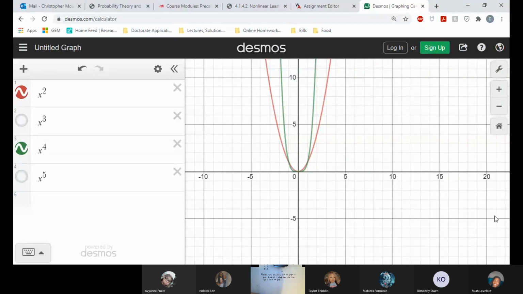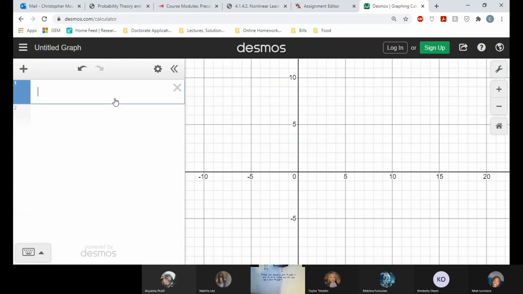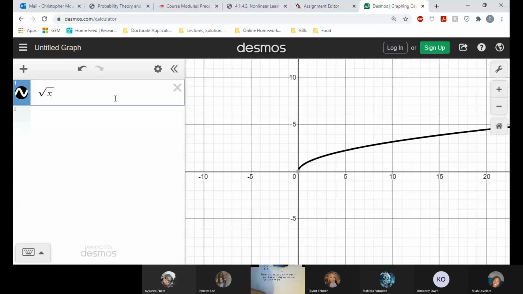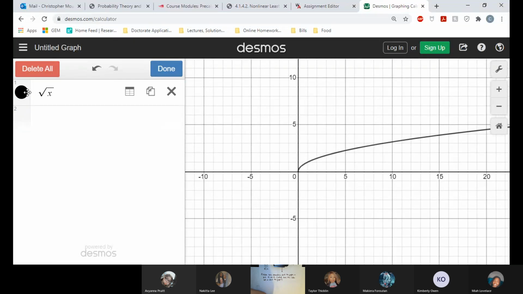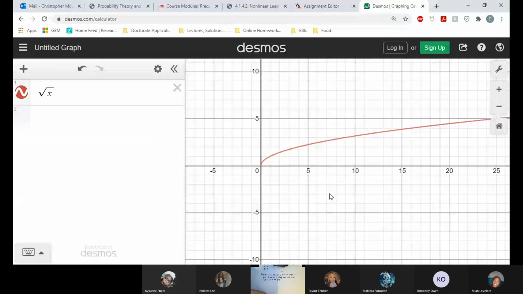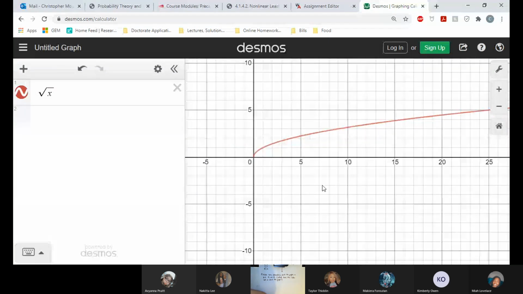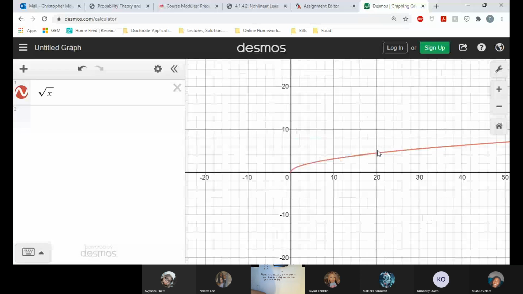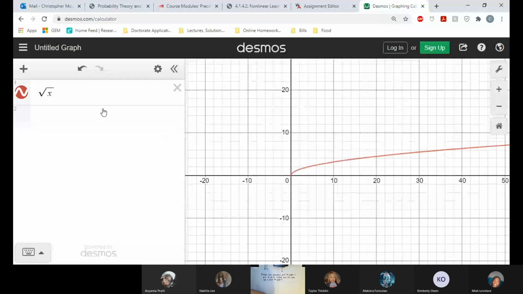So let me get rid of all these. All right, let's make it red. Okay, so there's the square root of x. That was part D. Square root of x, you see, it's only in the first quadrant. It's not going into the negative x values, and it's not going into the negative y values.